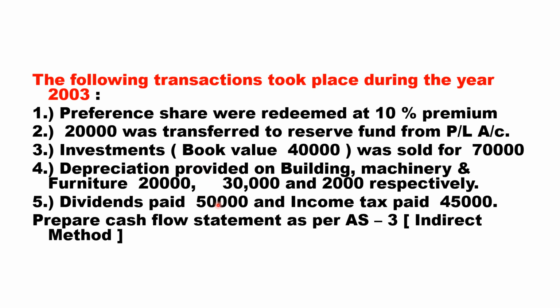Dividend paid 50,000. So it will come in OA add, sorry students, OA you should add and FA you should minus. Income tax paid, OA you should add, FA you should minus. Prepare cash flow statement as per accounting standard 3, that is indirect method.